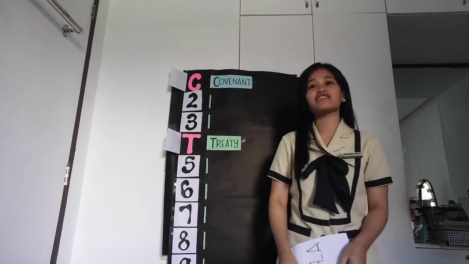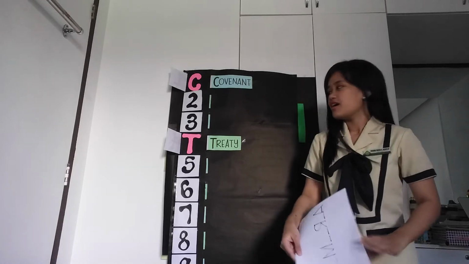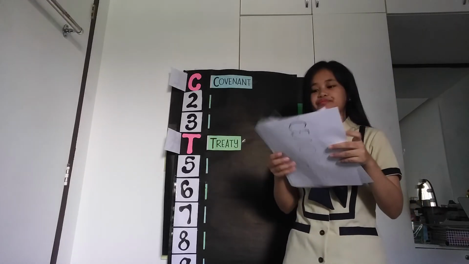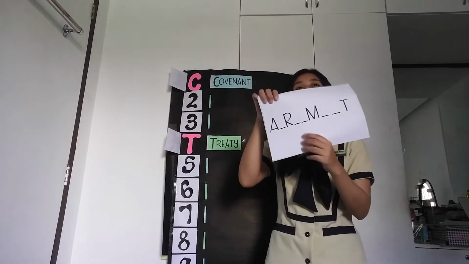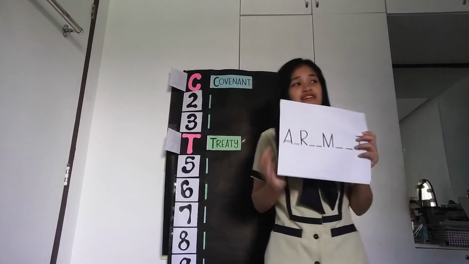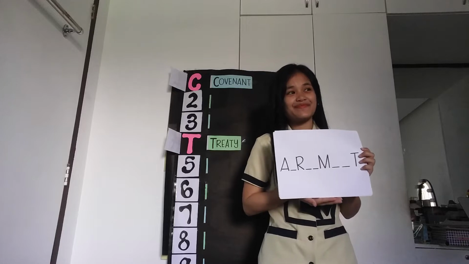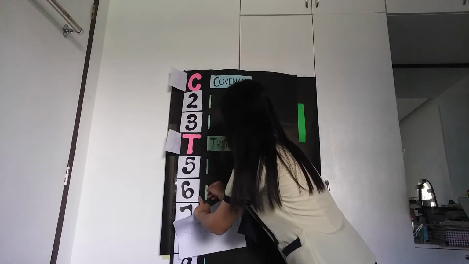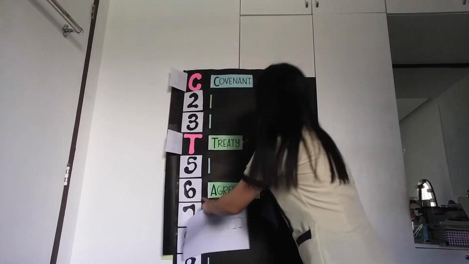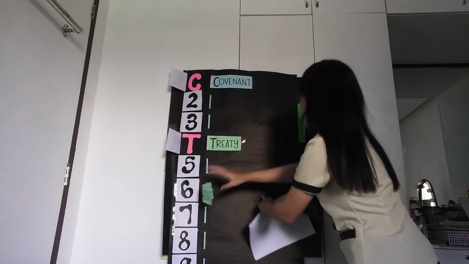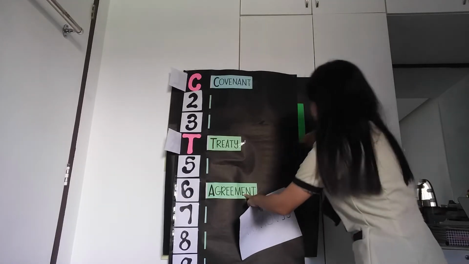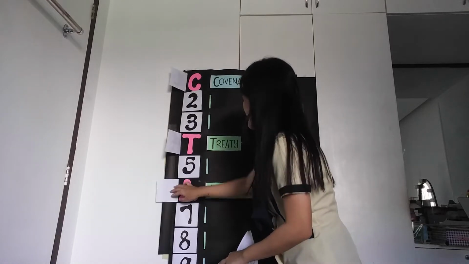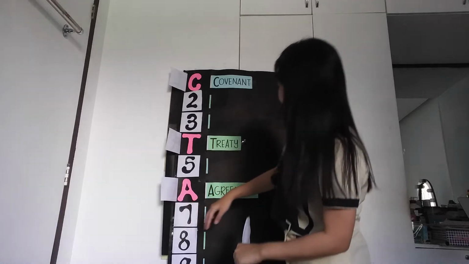So let's have another box. Yes, May. Okay, number 6. In number 6, we have this. You just fill it up. So Mark, do you have any guesses? Agreement. And that is correct. Agreement. And that gives us our 6th letter, which is letter A. Okay, so we have C, T, and A.